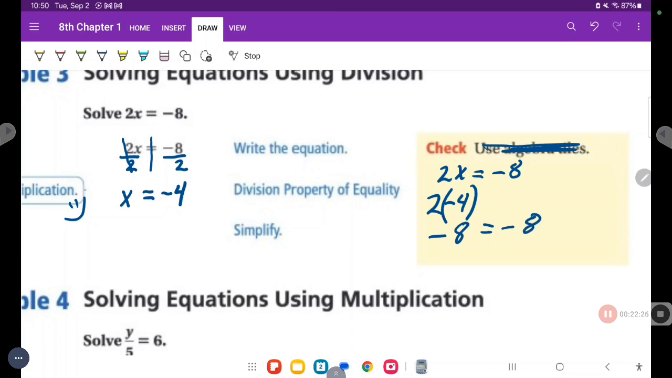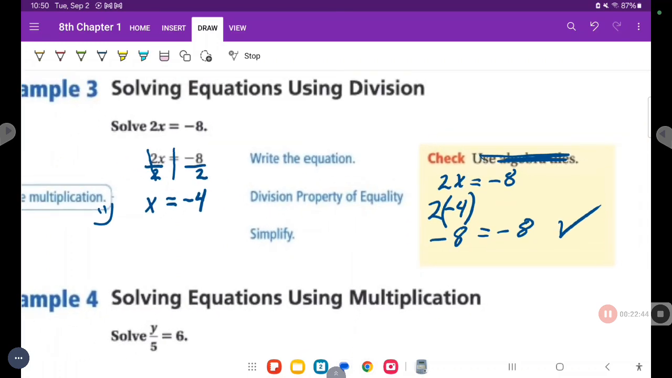Why does it say negative 8 equals negative 8? So that we're checking our work. Yeah, check it. We got it. Check it out. It's correct.